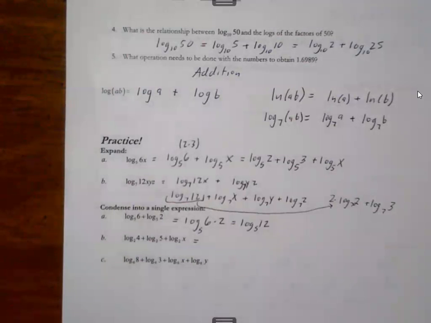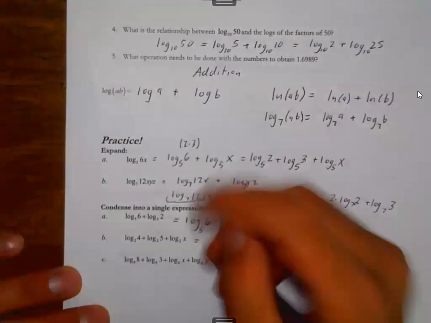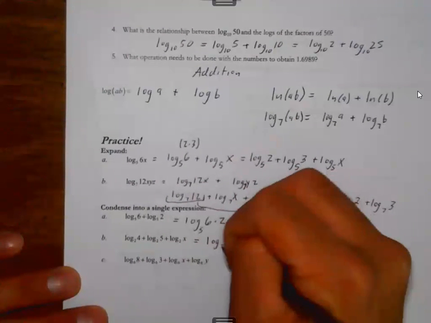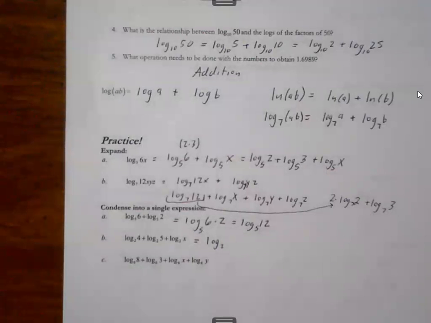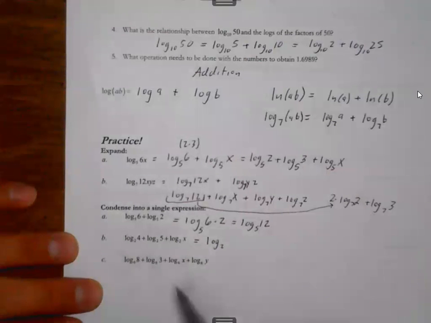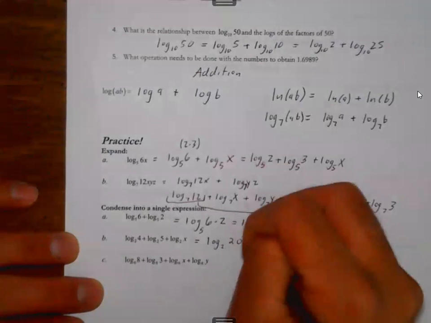I want to take a shot at B, what it would look like as one thing. So log base 2. We're adding all three, which means you can condense it down and multiply all three of those things together. So you could do 4 times 5 times x. So you get 20x.